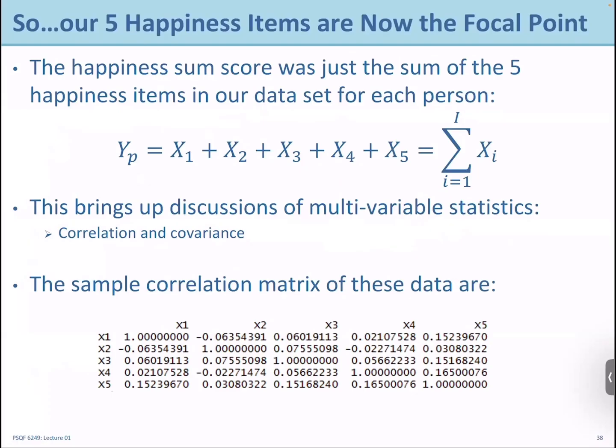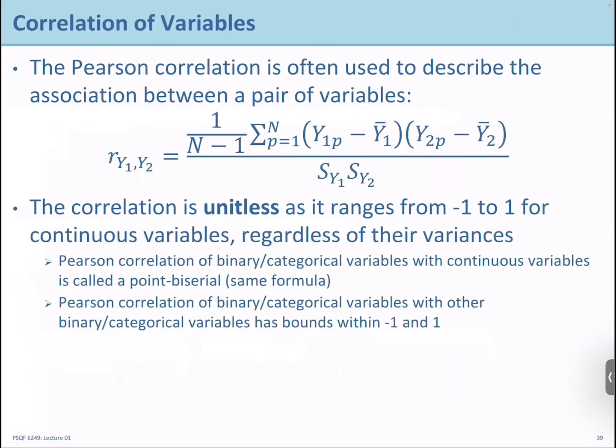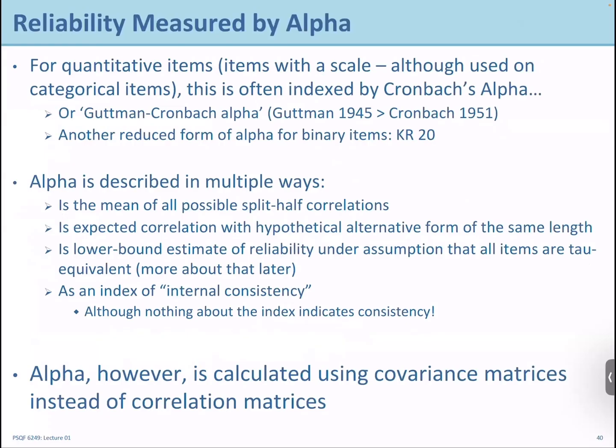You can read that if you want. So the 5 happiness items are now the focal point. That was our sum from before. I don't need to do that. Oftentimes we use reliability indices to describe how much precision we've measured things with. You've probably heard of coefficient alpha, right?